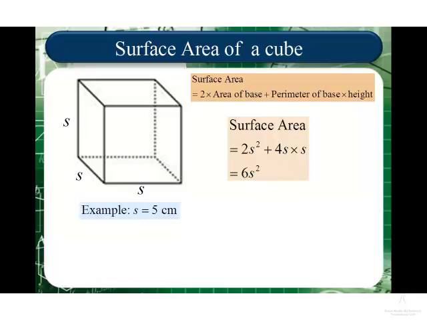In a particular case, if we have an example of a cube where the side length is 5 centimeters, then clearly the outer surface area for such a cube will be 6 times 5 squared, or 150 square centimeters, or centimeters squared. We will now demonstrate how our strategy can be utilized to calculate the surface area of a cylinder.